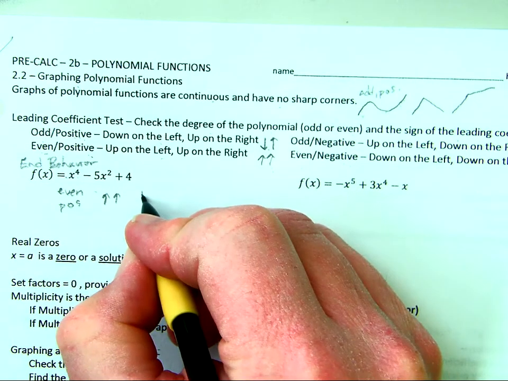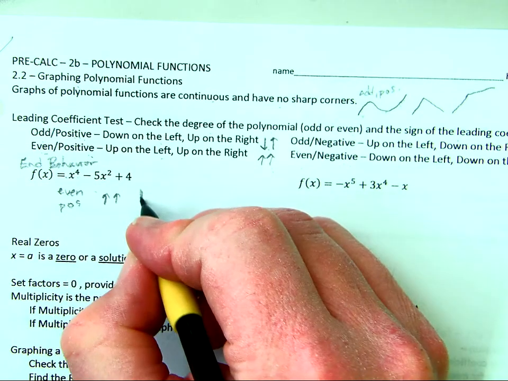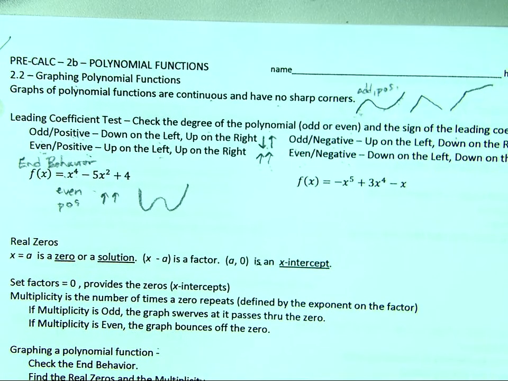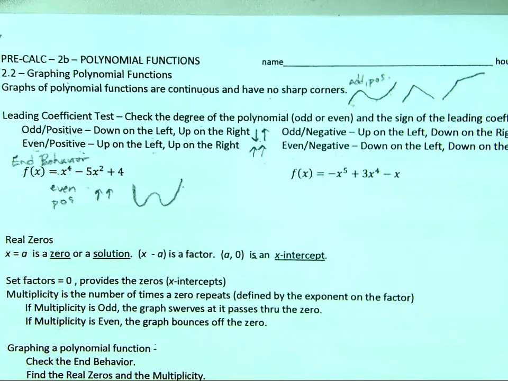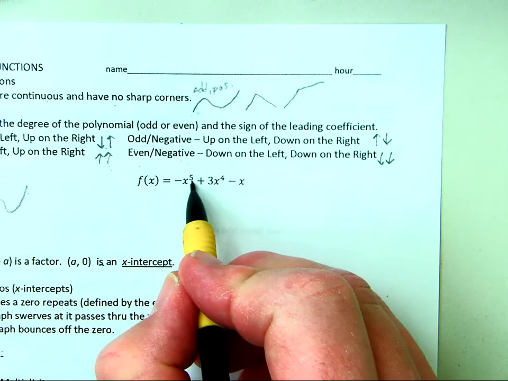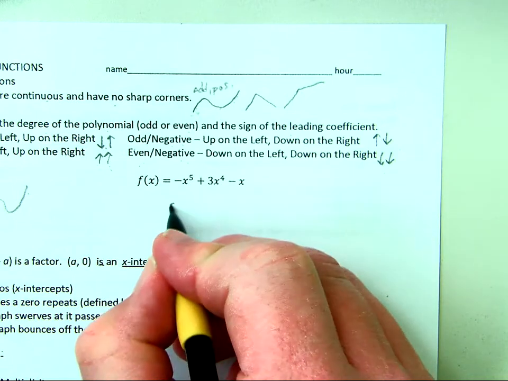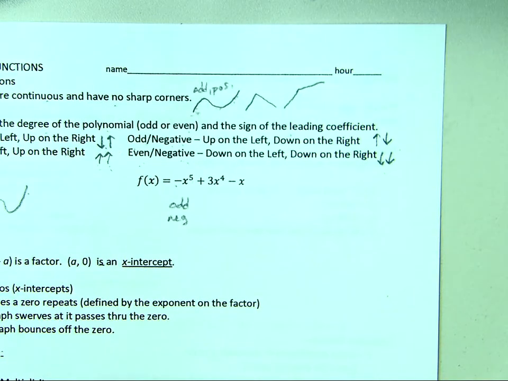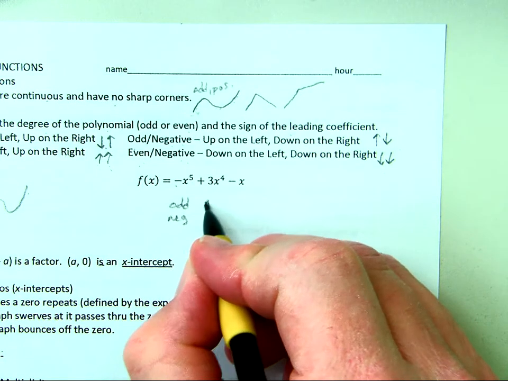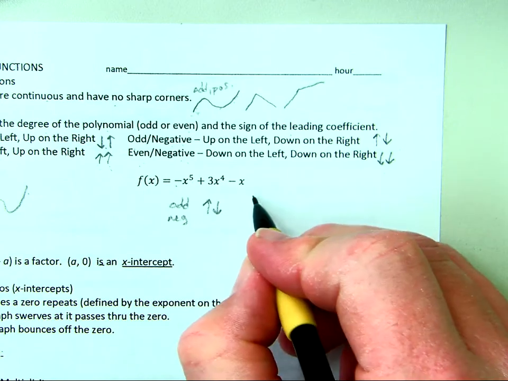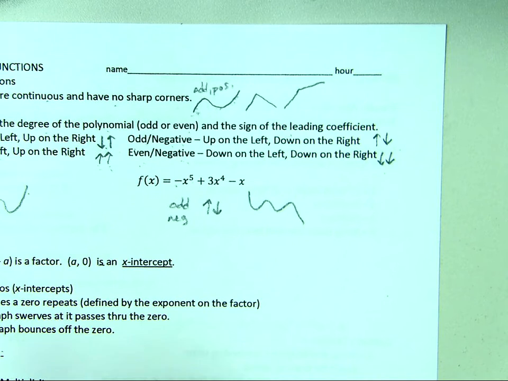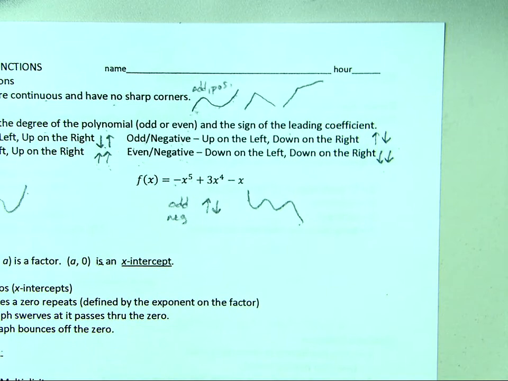So that could be like this one is to the 4th, so maybe it looks something like this. That would be a typical one for something that's degree 4. Notice both ends are up. This next one, notice the degree is 5, so it's odd, and the leading coefficient is negative. Well, odd and negative means on the left we're going up and on the right we're going down. So this one might look something like this, maybe. Left end is up, right end is down.